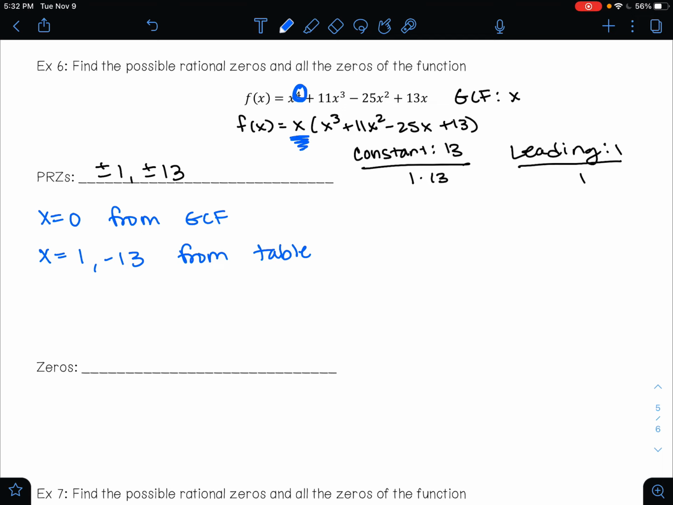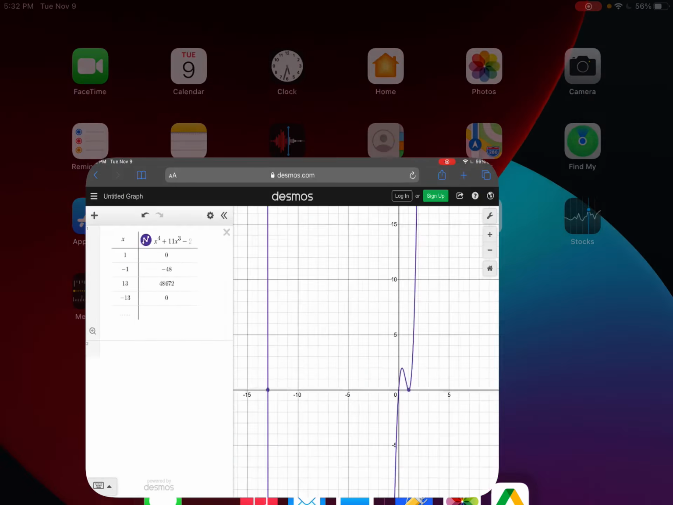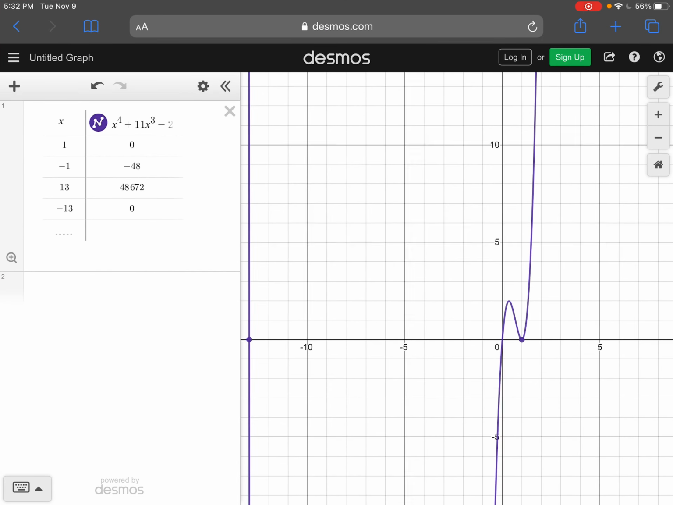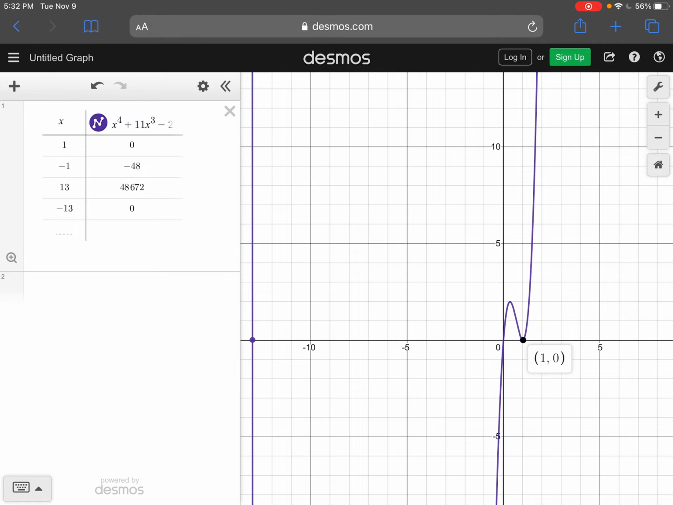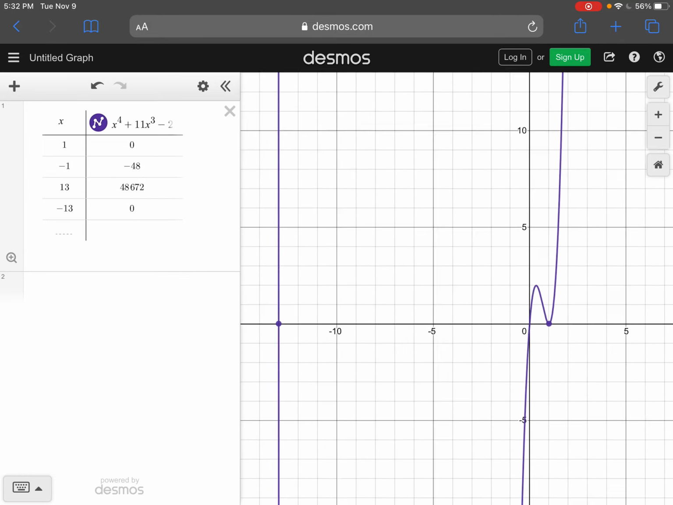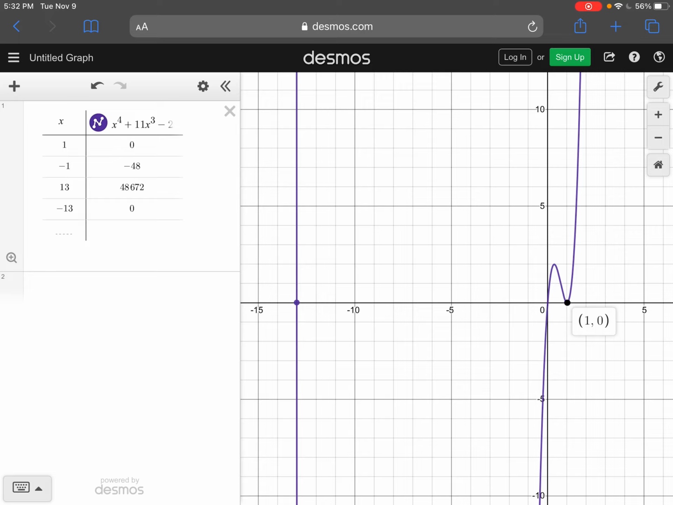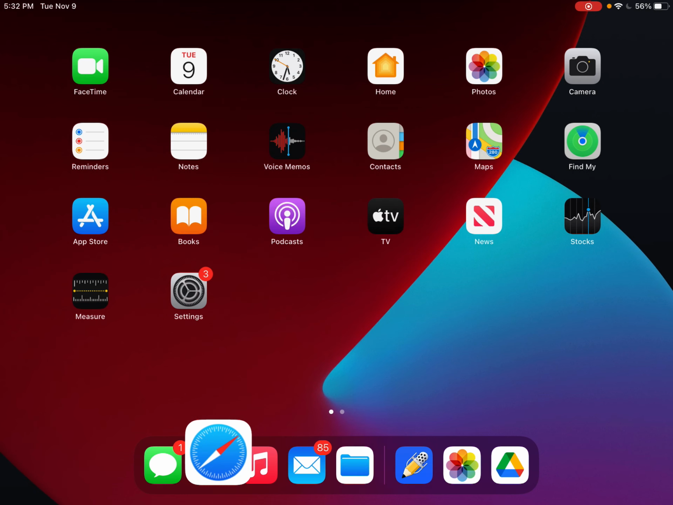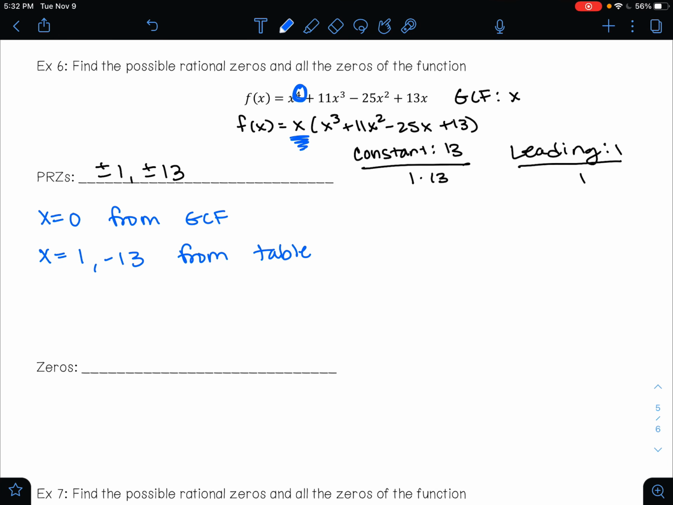If we look at our graph again, you'll notice that one of our zeros has a multiplicity. At 1, we touch and turn around here. So because we have a multiplicity at 1, now we have all 4 of our solutions. So our zeros are 0 from our GCF, 1 with a multiplicity of 2, so that's 2 solutions, and then negative 13. So again, here I have 1 plus 2 is 3 plus 1 is 4 real solutions. We found all 4 using the calculator.